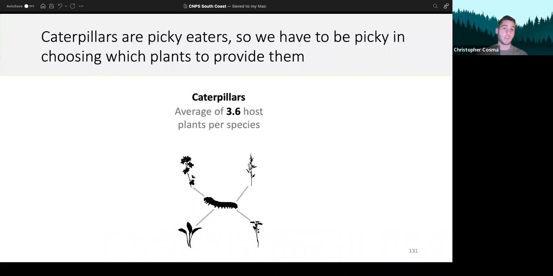And so we know, again, that caterpillars here in California, as they are in other parts of the country and world, are picky eaters. They're very specialized on their native host plants. And what that means is we have to be picky in choosing which plants to provide them.